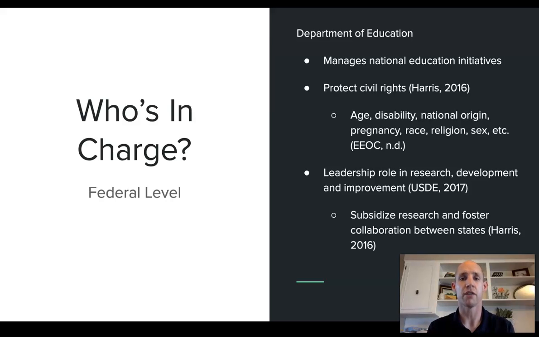Again, because of the scale of the federal government, they have an advantage there, and they can subsidize research and foster collaboration between states. We've seen that partly within the Common Core standards in the last decade or so. That was at least to some degree an initiative of the Department of Education, along with individual states that came together to promote that.